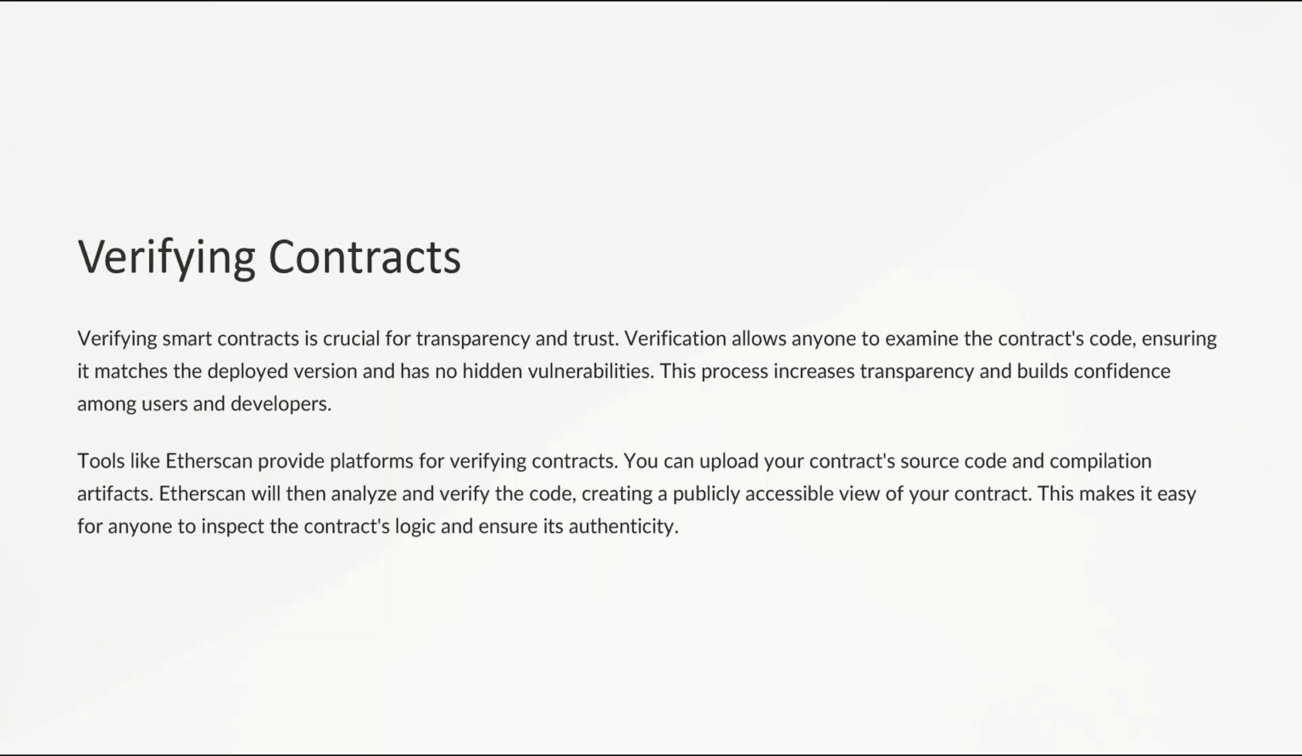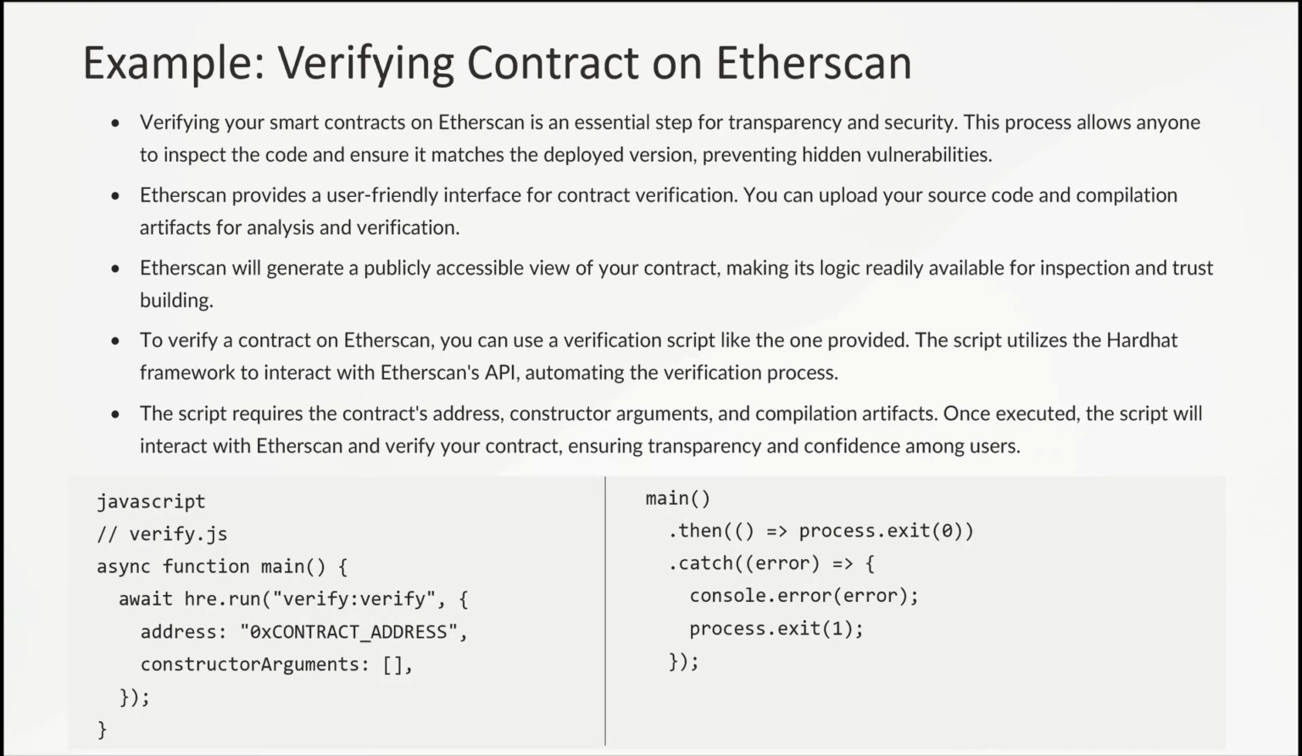Verifying contracts. Verifying your smart contracts on platforms like Etherscan is essential for transparency. This process allows anyone to inspect the code, ensuring it matches the deployed version and contains no hidden vulnerabilities. Hardhat can automate this process, simplifying the interaction with Etherscan's API. For example, a verification script in Hardhat requires the contract's address, constructor arguments, and compilation artifacts. Once executed, it verifies the contract on Etherscan, making it publicly accessible and transparent.